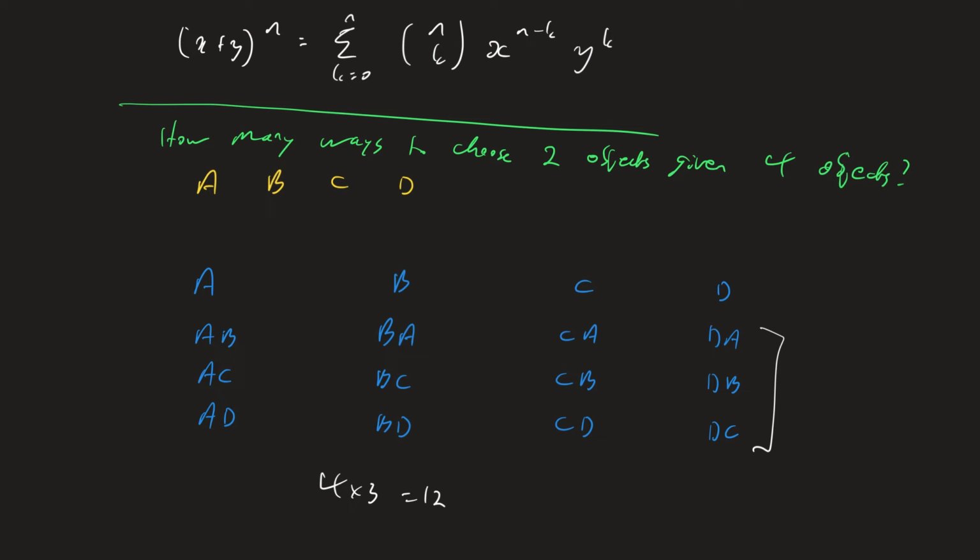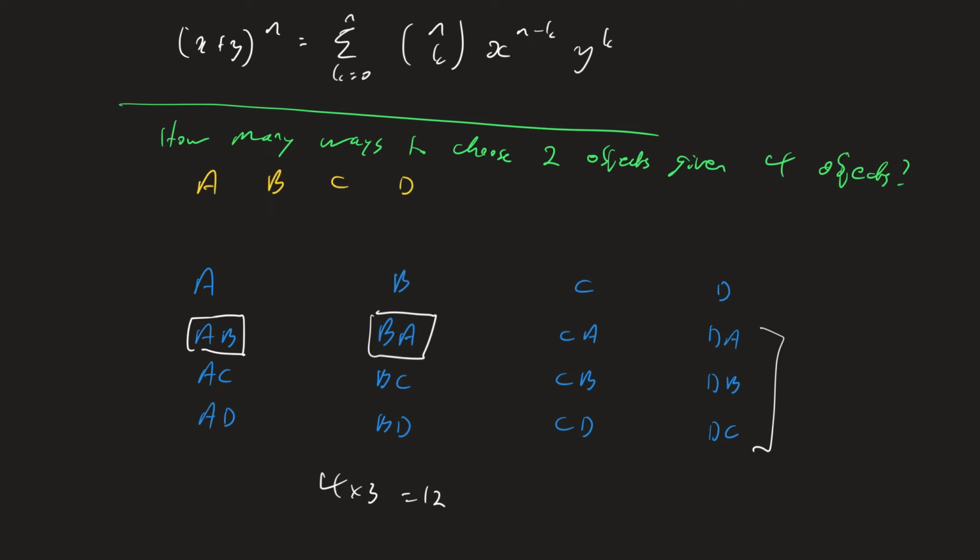But note that these are ordered outcomes. I have got over here A and B, and over here B, A. If I'm just choosing two objects from 4, then whether I first choose A then choose B, or whether I first choose B then choose A, at the end of the day I end up with the two objects A and B, and so they should be considered the same choice. When order does matter, we talk about permutations.